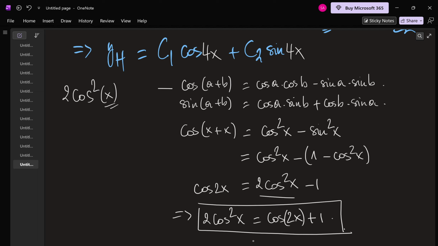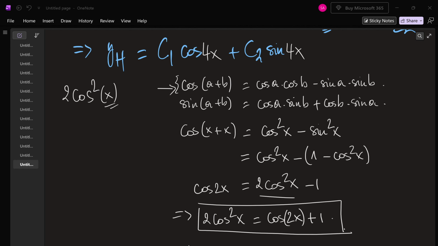So Rayla, is this law correct? I sometimes forget the rules. Is cos a plus b actually equal to cos a times cos b minus sine a sine b? Yes, that's true.